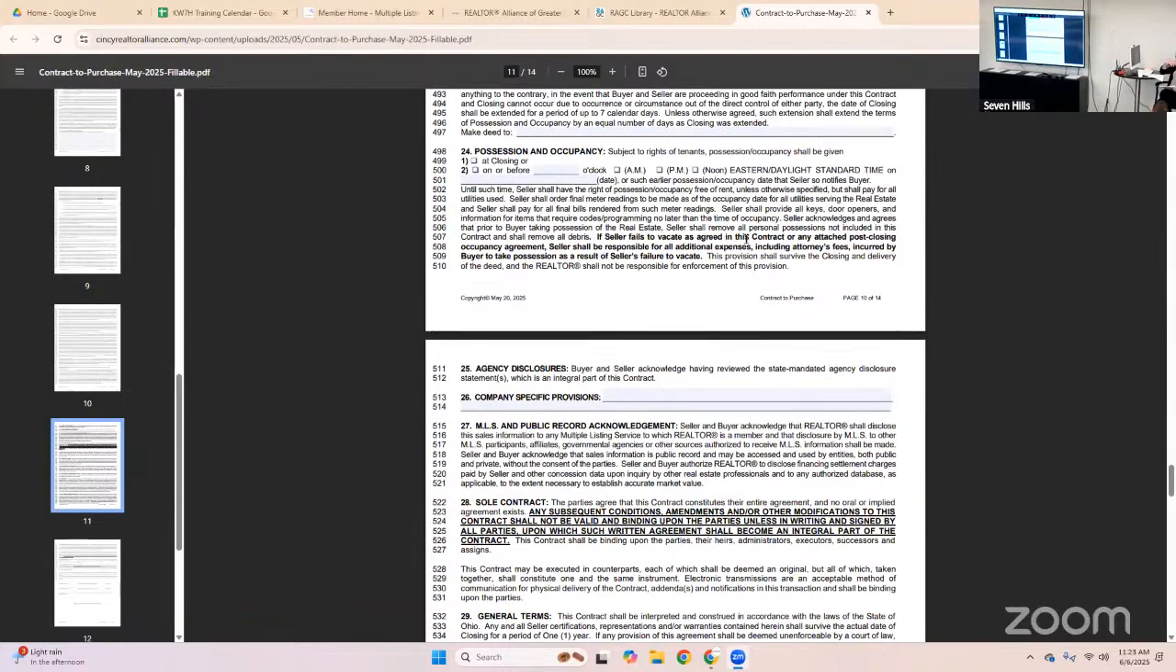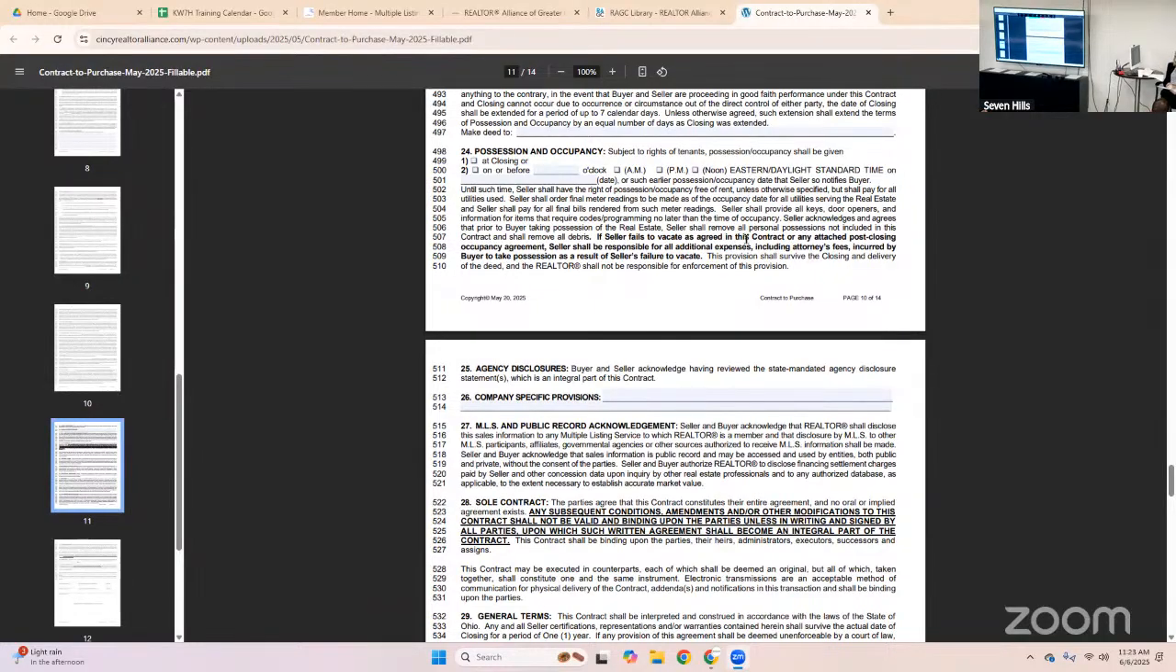So 511, which is line 511, which is section 25, buyer and seller acknowledge having reviewed the state mandated agency disclosure statement, which is an integral part of the contract. So I'm glad that they added that. That pretty much holds the seller's feet to the fire, because they're acknowledging that they wrote it.